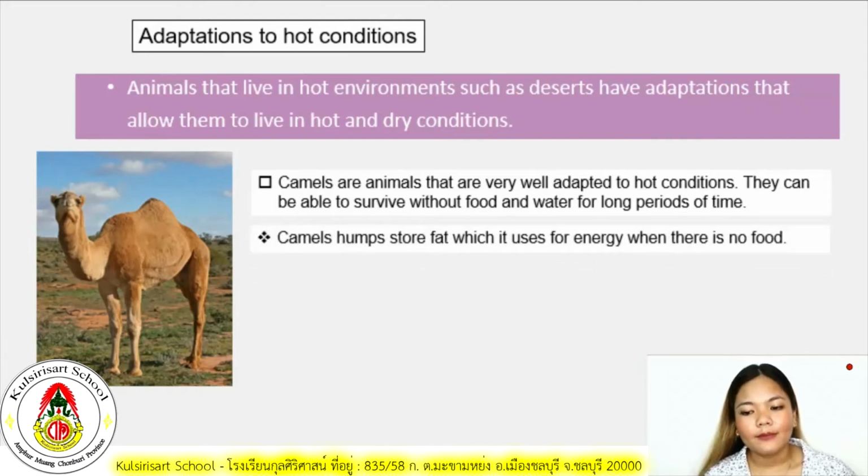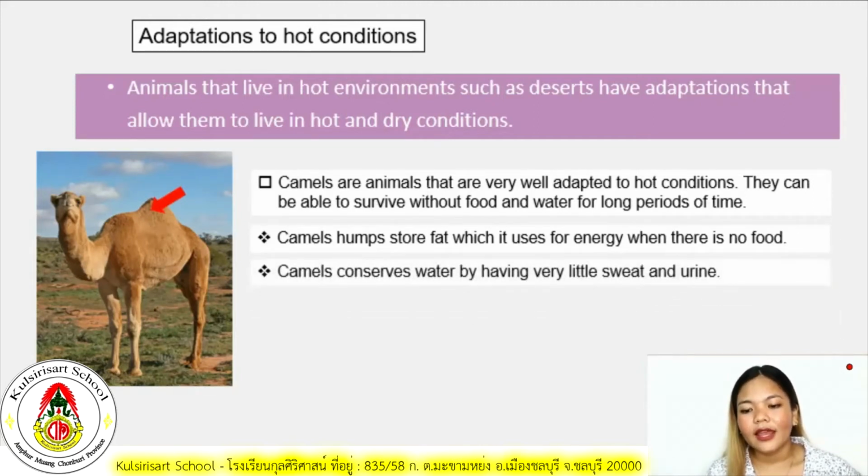Camels have humps that store fat, which they use for energy when there is no food. The hump is what we have in here, pointed by the arrow. This is a hump or a curve on the back of a camel, which helps it store fat, and it uses the fat when there is no food available around it. So it's like a storage of food among camels. That is the function of this hump.